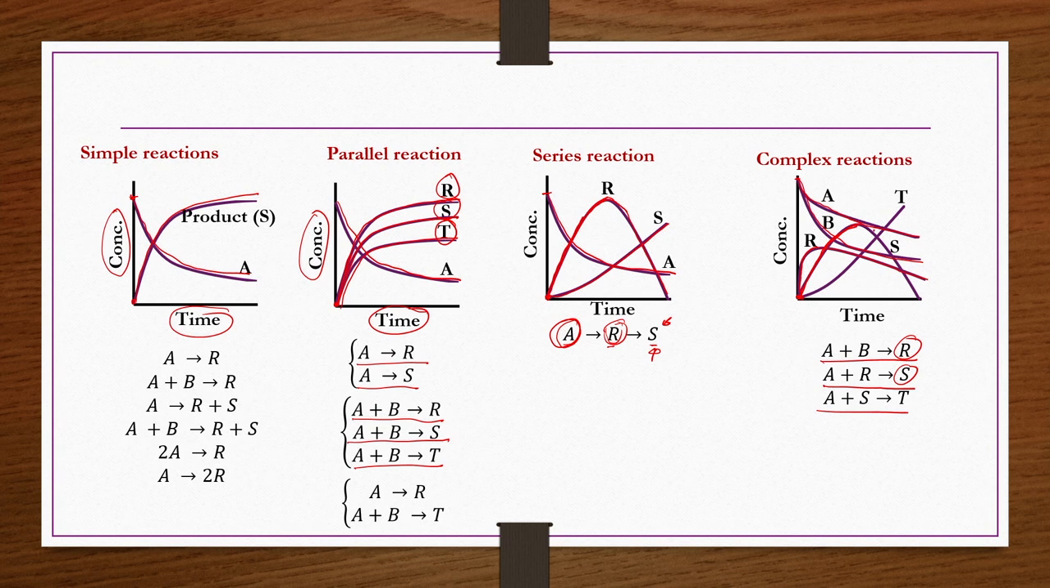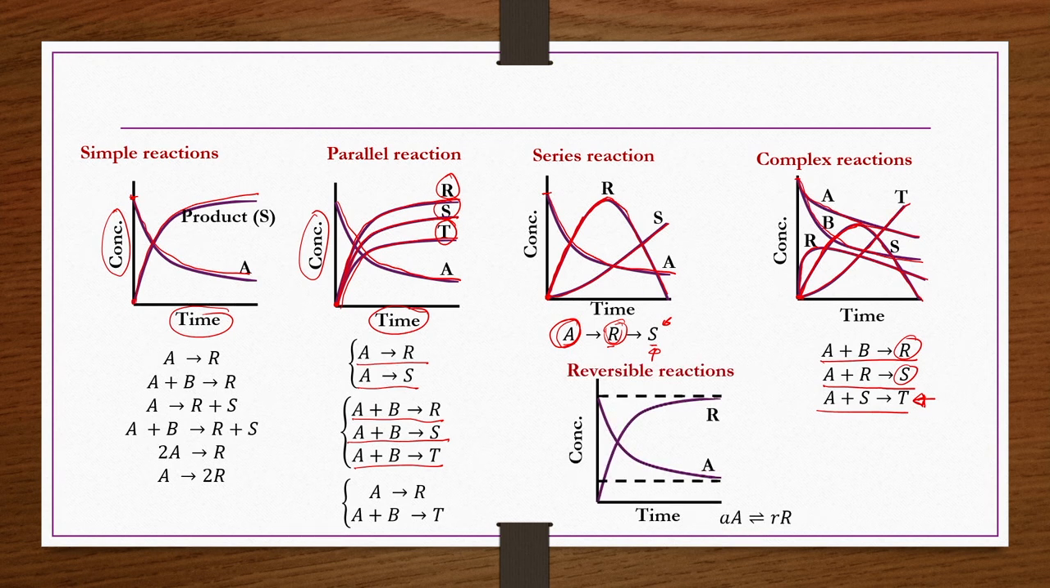But definitely after a certain time, this S is again reacting with A and then forming T. So S concentration will start decreasing after a certain time because it is being consumed along with A to form T. But this T is the final product, which is not being consumed further. It is not reacting or combining with any other component. So initially its concentration is obviously 0, because its product initially at t equals 0, there is no product, but as time progresses, as the reaction progresses, its concentration gradually increases like this.